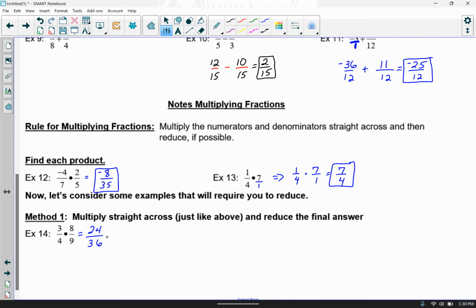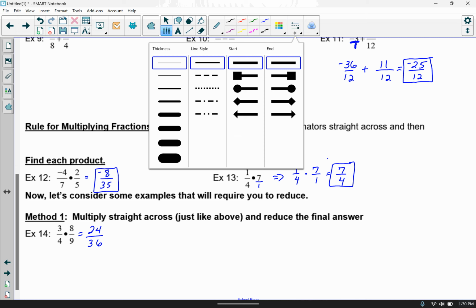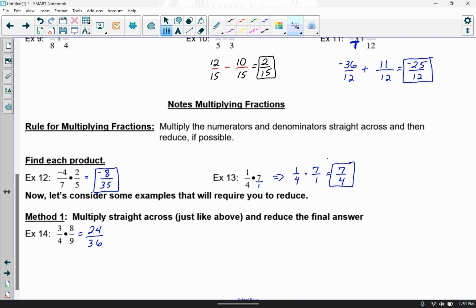36. Now I've been saying throughout this video, if you have something in common, you need to reduce it. And sure enough, here 24 and 36 still have something in common. They can both be divided by 12. So 24 divided by 12 gives me 2. 36 divided by 12 gives me 3. So 2/3 would be my final answer there, because I know I can stop because 2 and 3 have nothing in common. Okay, that's my final answer there.